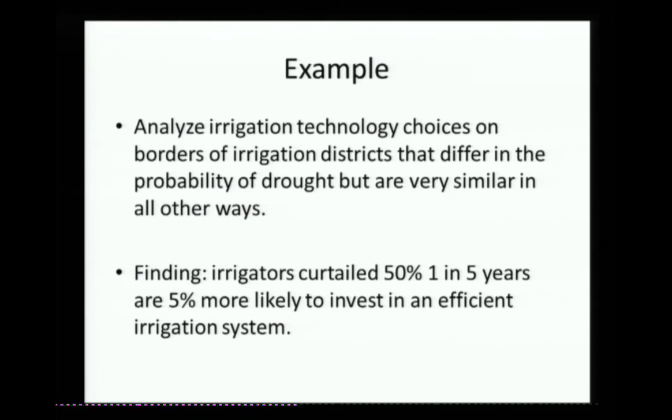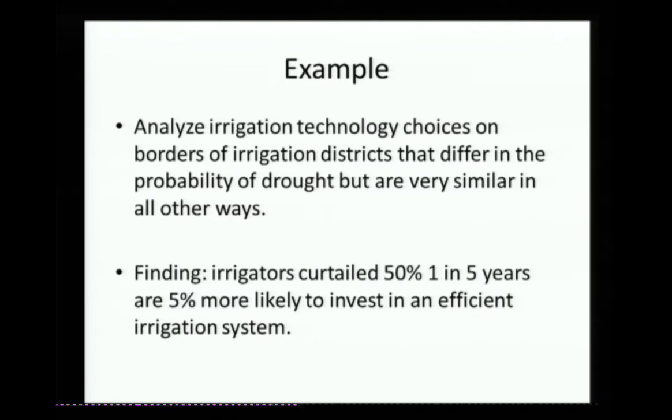So we want to use that as a test case. What do we expect with climate change in this region? Well, at least initially, kind of subtle changes in the probability of drought. Well, we can use these two irrigation districts as a test case to consider how much farmers respond by investing in more efficient irrigation systems that limit their costs during droughts as droughts become more frequent. We can use this sort of historical accident as a case.